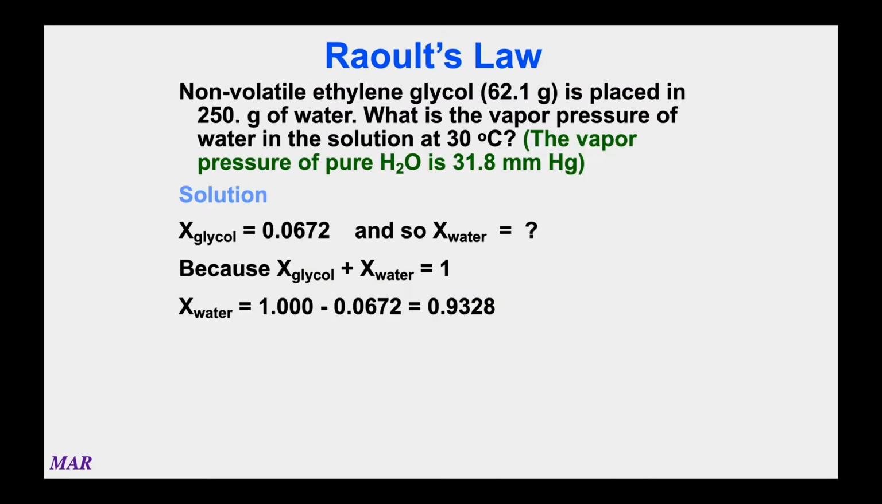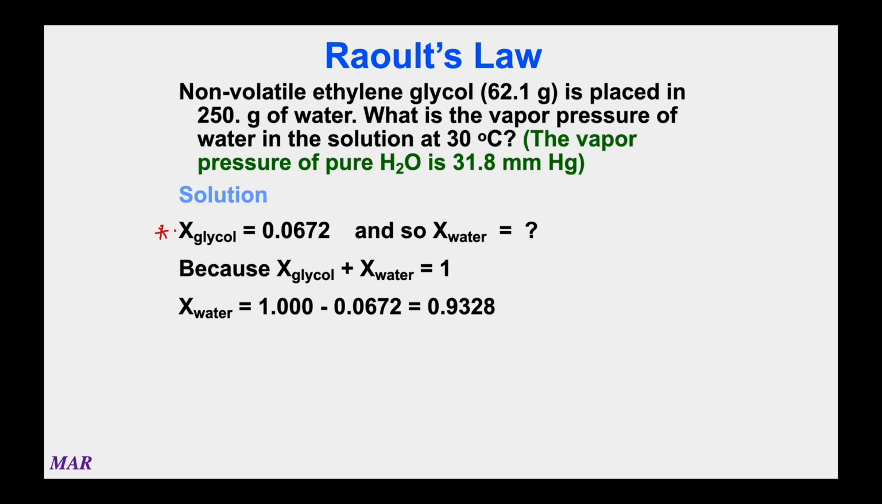Let's do an example of how this works out. Earlier, we did a problem where we had 62.1 grams of ethylene glycol and 250 grams of water. And when we went through the problem, we calculated that the mole fraction of the ethylene glycol was 0.0672. Well, we can use all this information to calculate the vapor pressure of water in the solution at 30 degrees Celsius. So we have here a solution.